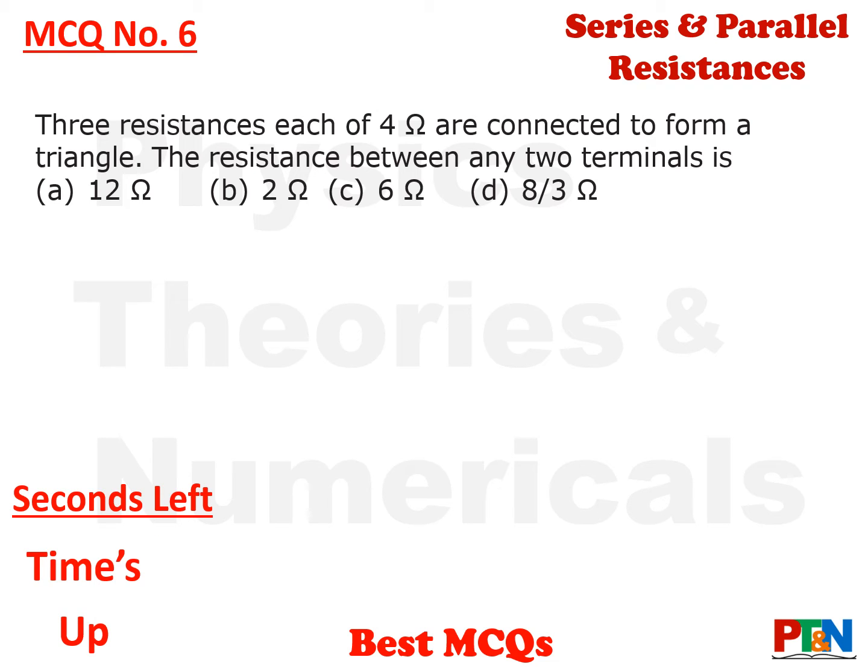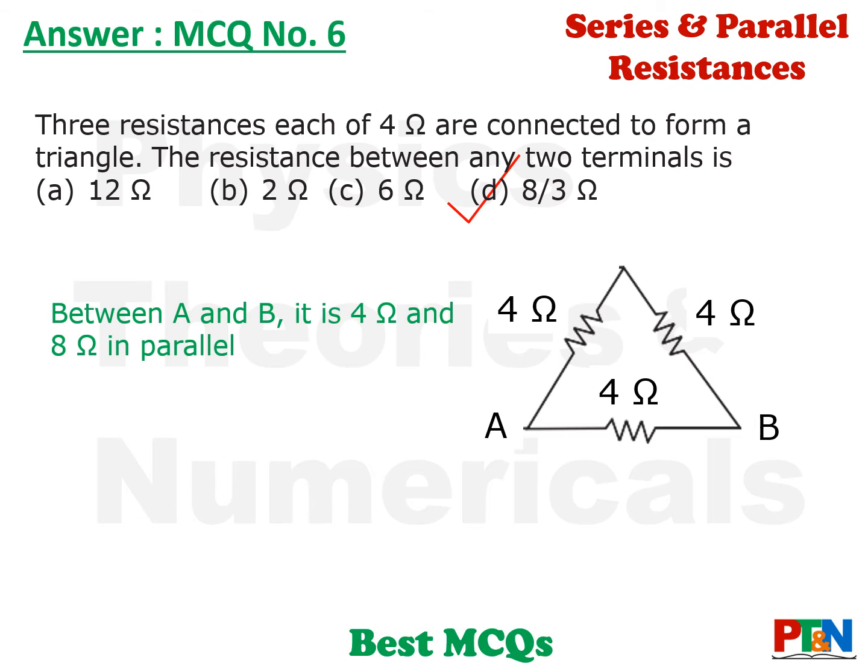Time's up. Let's see the answer. Look at the picture. So resistance between A and B is basically 4 ohm and 8 ohm in parallel. So 4 ohm and 8 ohm in parallel will give you 8 by 3.